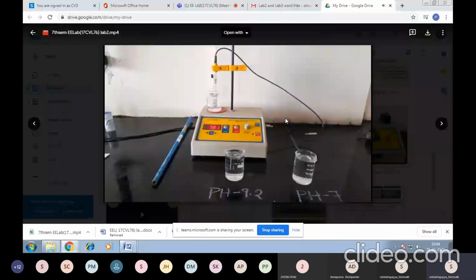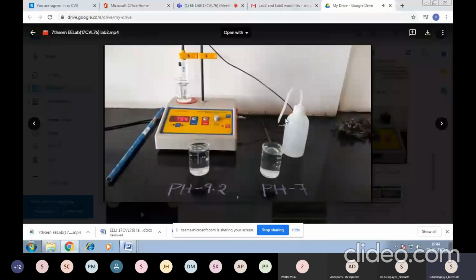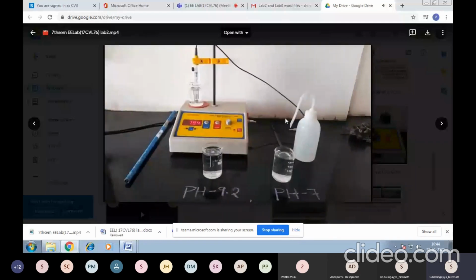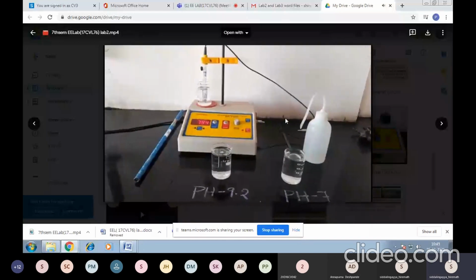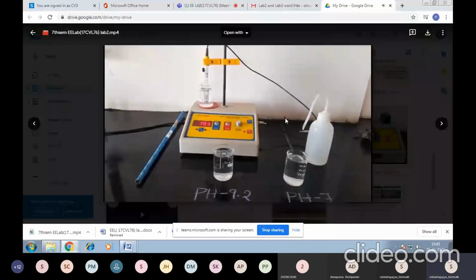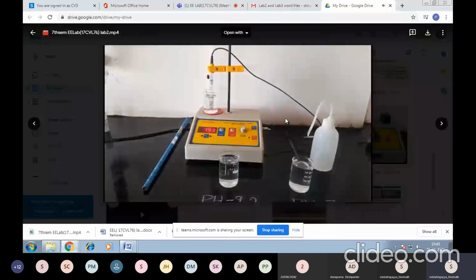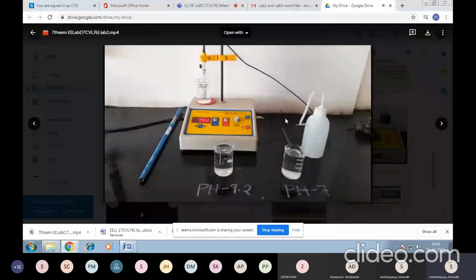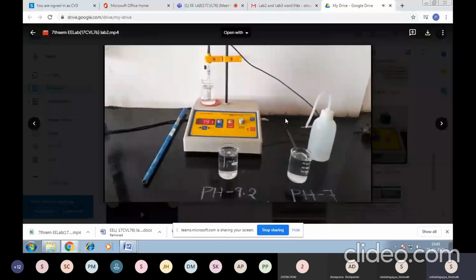Now, the chemicals required for the determination of pH are: first one is buffer solution of known pH value, and second one is distilled water. Now come to the procedure of the experiment. There are three major steps involved in the experiment. They are: first one is preparation of reagents, second one is calibrating the instrument, and third is testing of sample.